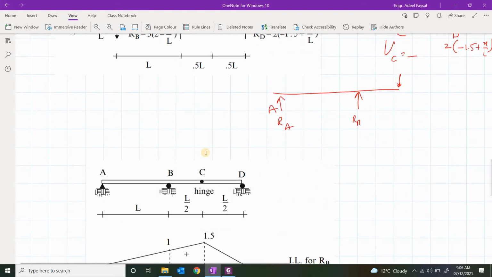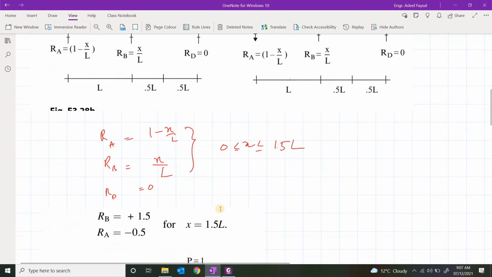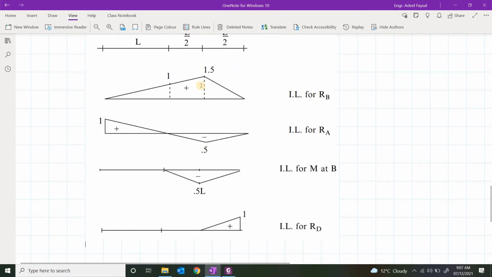All right. So, similarly, you can look at this one. If you put 1.5 L here, what will the answer be? 1.5. It means if you look at our ILD for RB, this should be 1.5. And you join it with the previous point with a straight line. And you're done with this part of the ILD. And then similarly for RD, we have just seen it remains a flat line for all the values of X between 0 and 1.5 L.